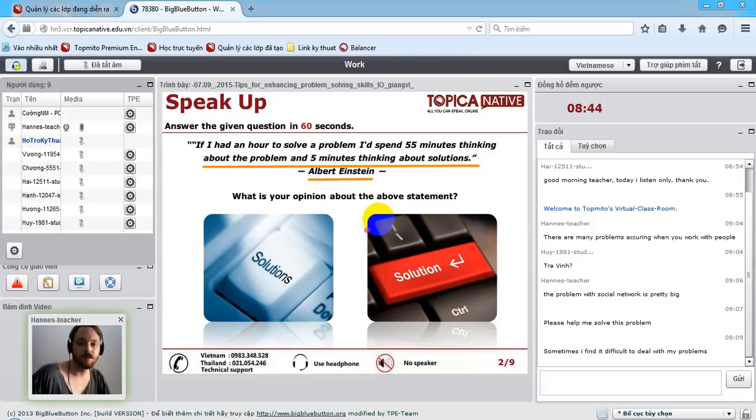Yeah. Well, so what is your opinion about this statement? About the above statement? I'll just expand as much as you can on this, basically. I think it's pretty accurate. I can actually relate to this one. It's pretty good. So, for example, Hoon, what do you think about this statement?